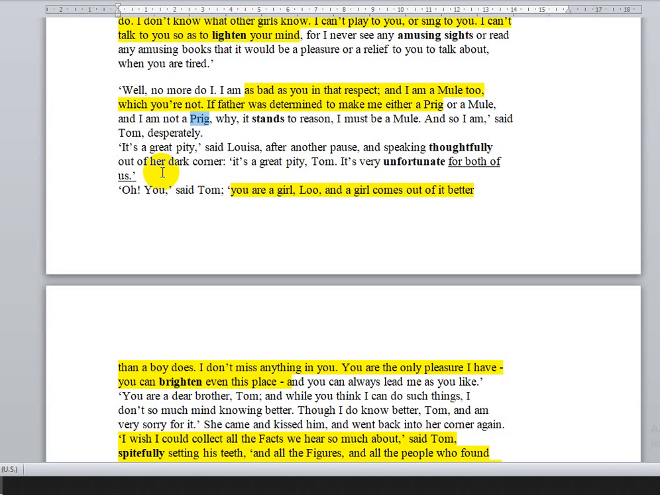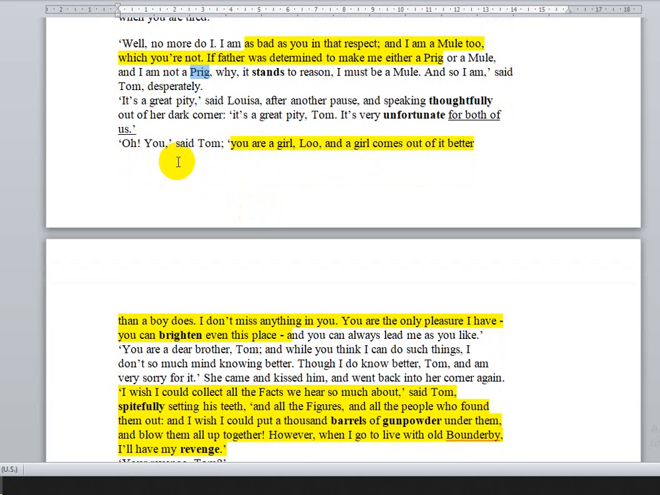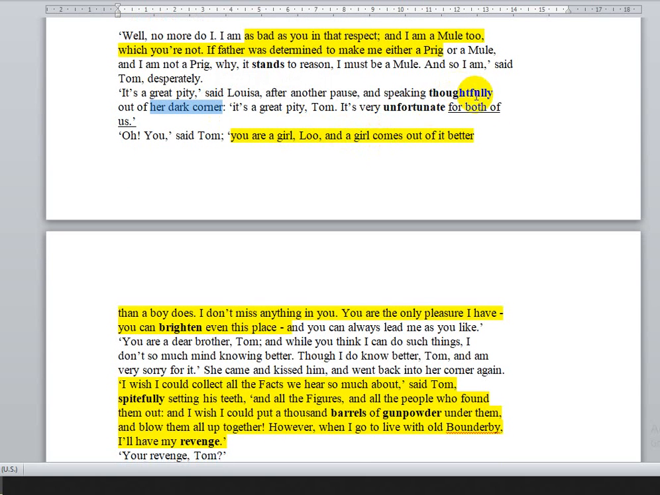The same case is true with the people of facts. They just accept the facts without any resistance, without any wandering, imagining, or showing any ideas. It's a pity. It's a great pity, said Louisa after another pause, and speaking thoughtfully out of her dark corner. Again, this term is repeated. Tom, it's very unfortunate for both of us.